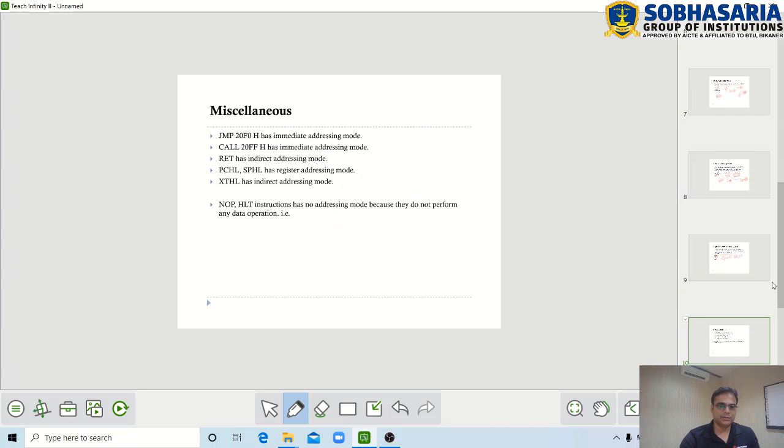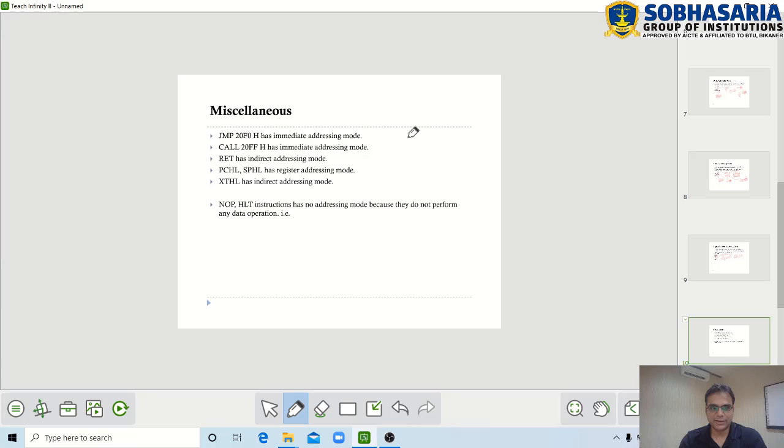There are some confusing addressing modes of instructions which students generally find difficult to identify. So we'll quickly have a review of them. This particular instruction, JMP 20F0H, has immediate addressing mode. Why is this called immediate addressing mode? Try to understand the operation of the instruction, and only then will you be able to identify the addressing mode.